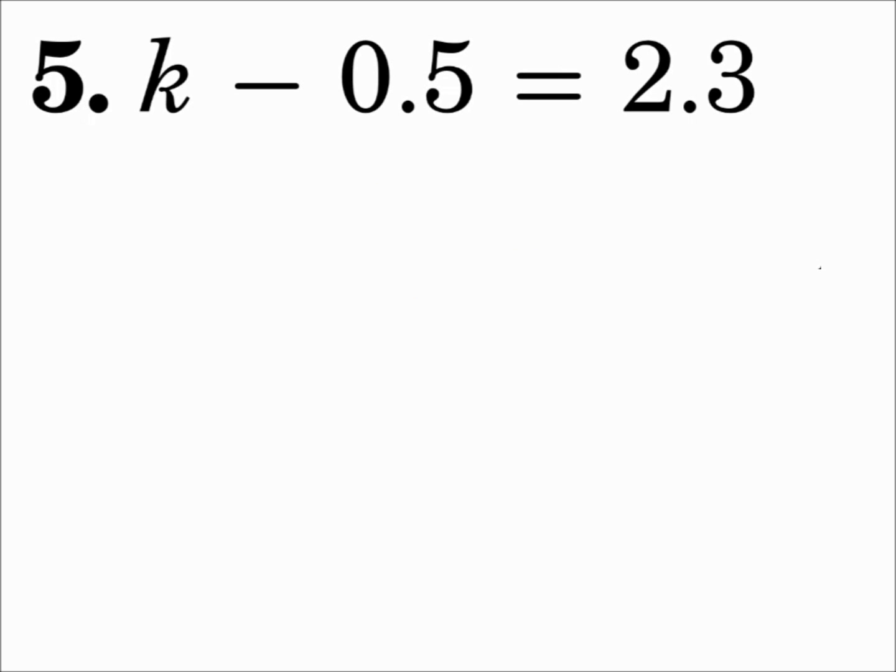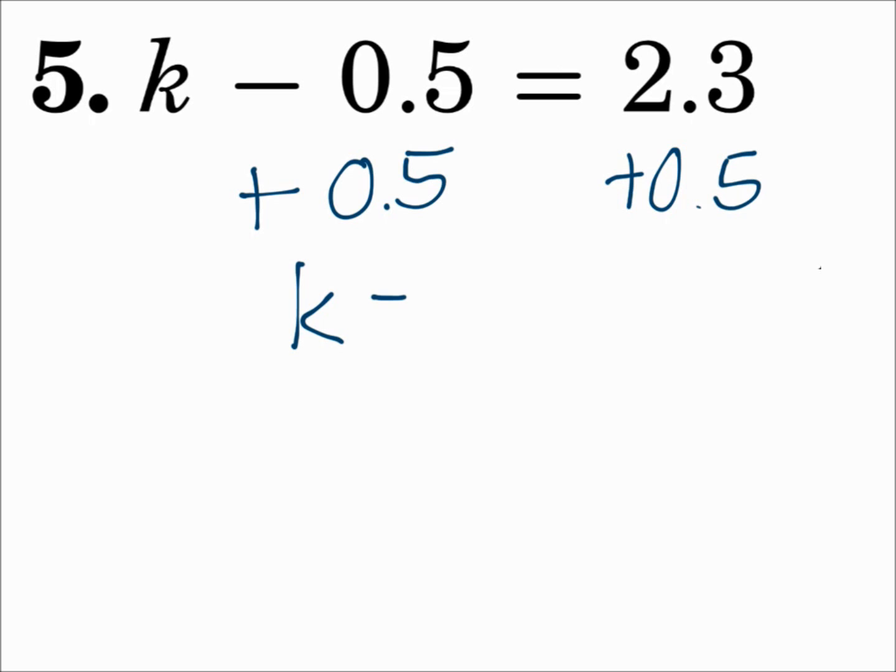Number 5, k minus 0.5 equals 2.3. Well, do the opposite and add 0.5 to each side. K equals 2.8.